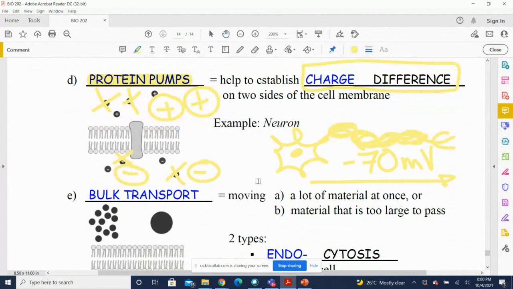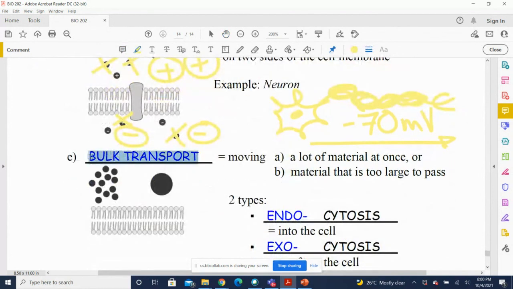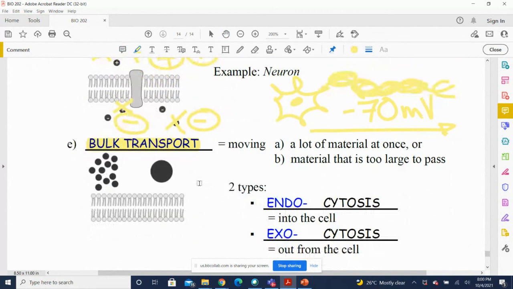The final example of transportation of material that I discussed was the bulk transport.